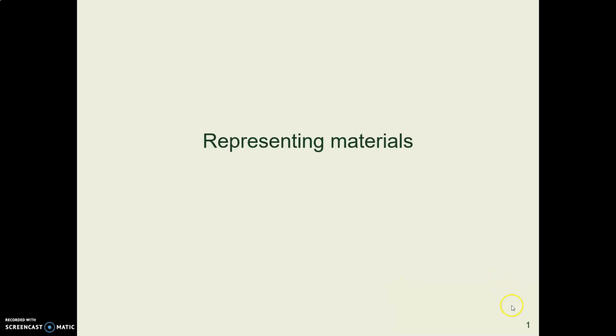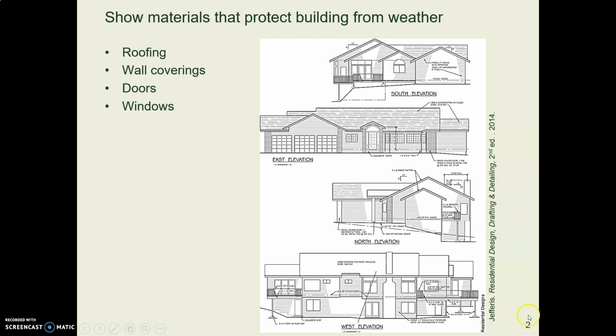Now let's look at how to communicate with your contractor what kind of materials you would like to use. And as you're deciding what to draw and what not to draw, here's the deal. You are drawing and making notes about what's called the envelope. And the envelope means all the surfaces that protect the building from the weather. So that means the roof, the wall, the doors and the windows. Those are all part of the envelope, and you're going to show the contractor how those will be made.